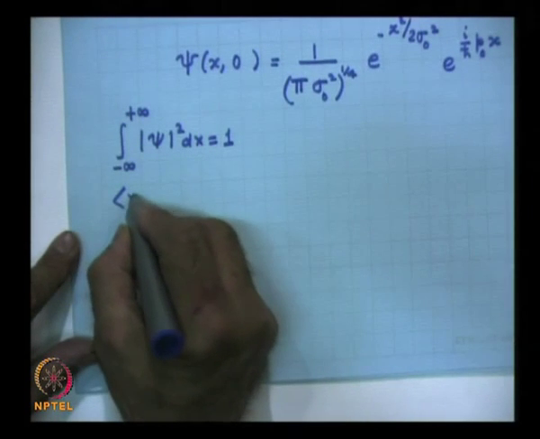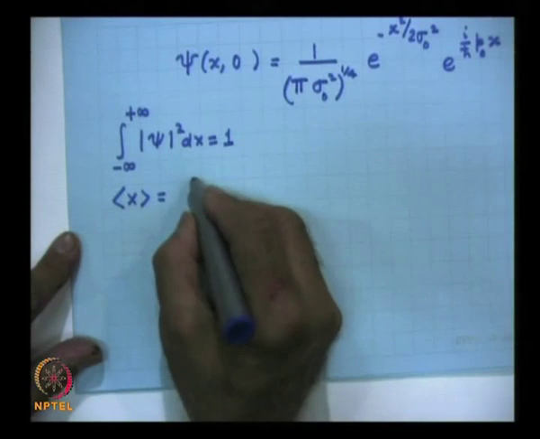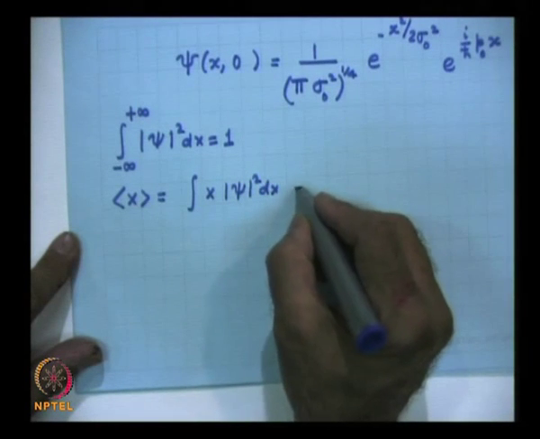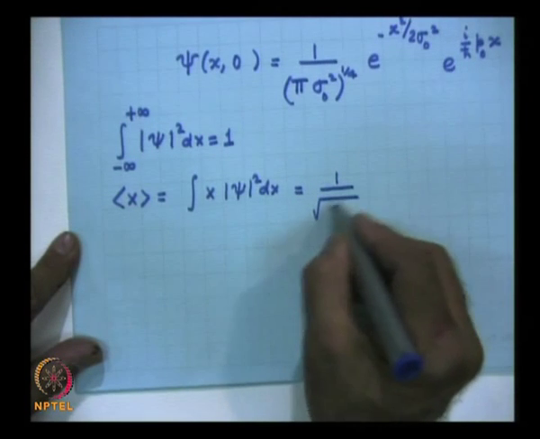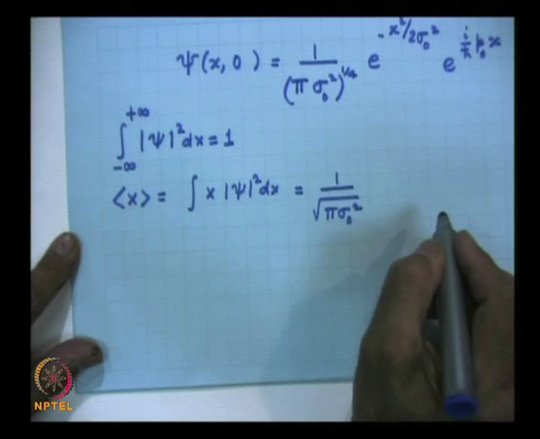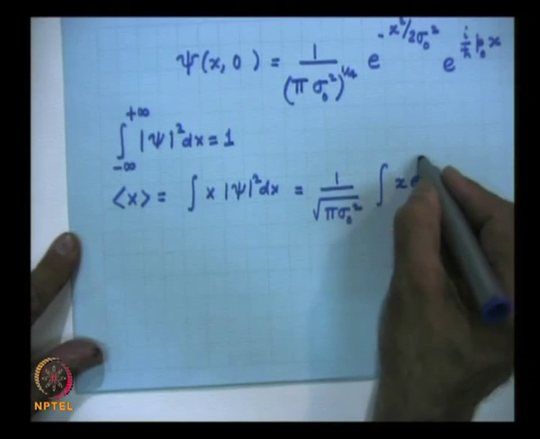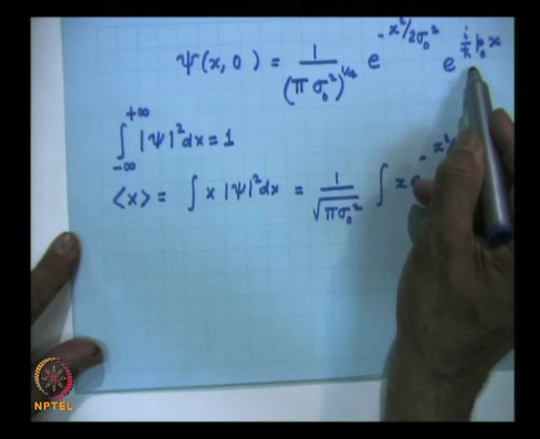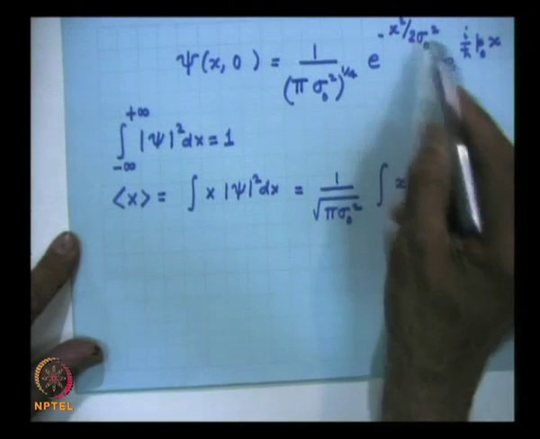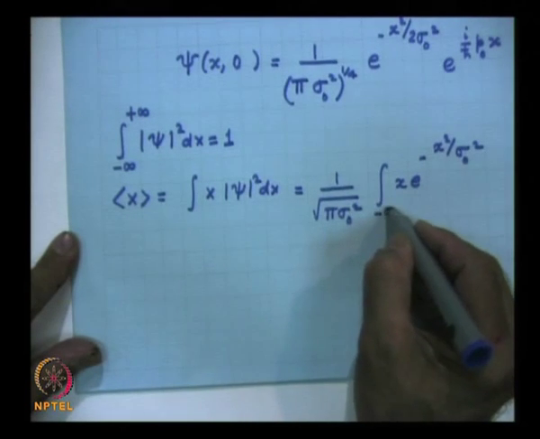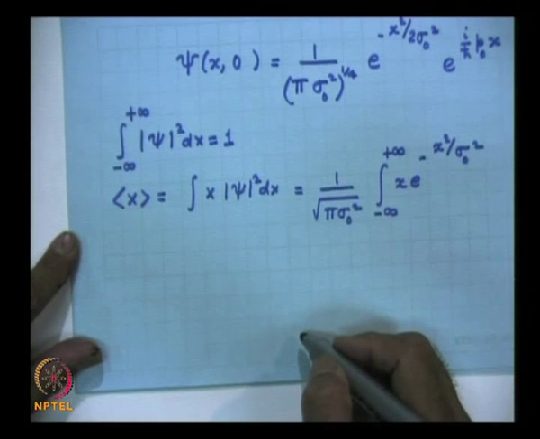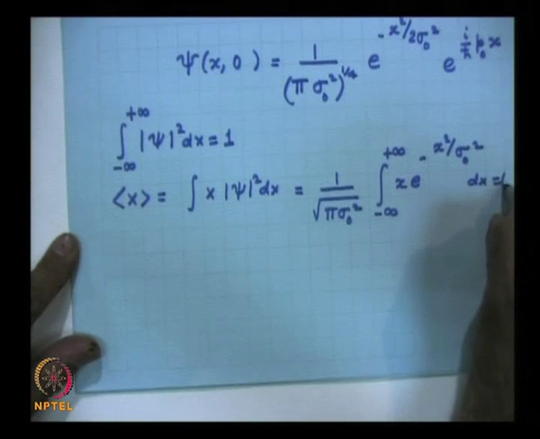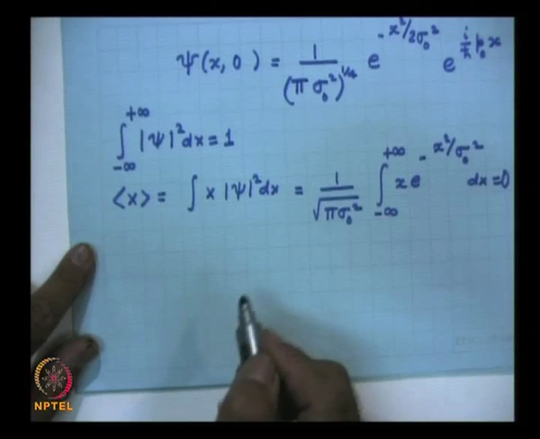Secondly, the expectation value of x will be the integral of x times mod psi square dx. So, mod psi square will be 1 over under root of pi sigma 0 square, and then x into x e to the power of minus x square by sigma naught square. The mod square of this function will become 1 over root of pi sigma 0 square e to the power of minus x square by sigma 0 square. These limits are from minus infinity to plus infinity, and of course, this is an odd function of x, and so therefore, the integral is 0. So, the expectation value of x is 0.